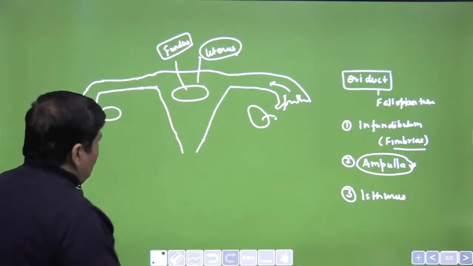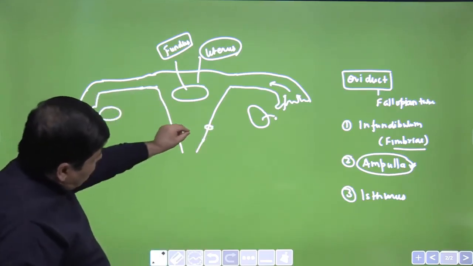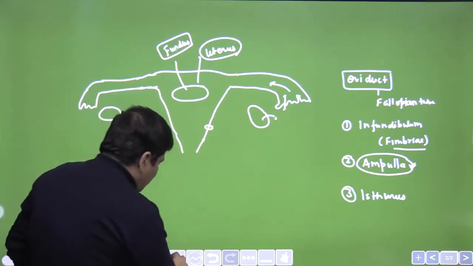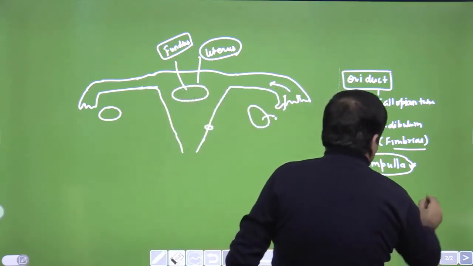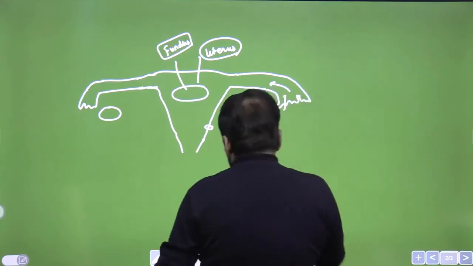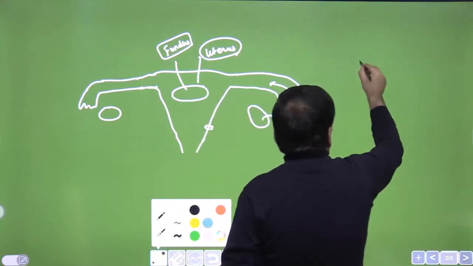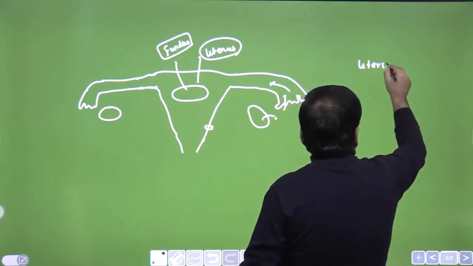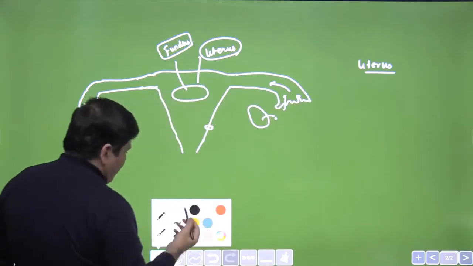Now the wall of the uterus has 3 layers. So what we are saying is that the wall of the uterus has 3 layers. So now we know a lot about the oviduct, so let us remove this. The next question would be on the uterus, and we know that the wall of the uterus has 3 layers. So let us draw in different colors.